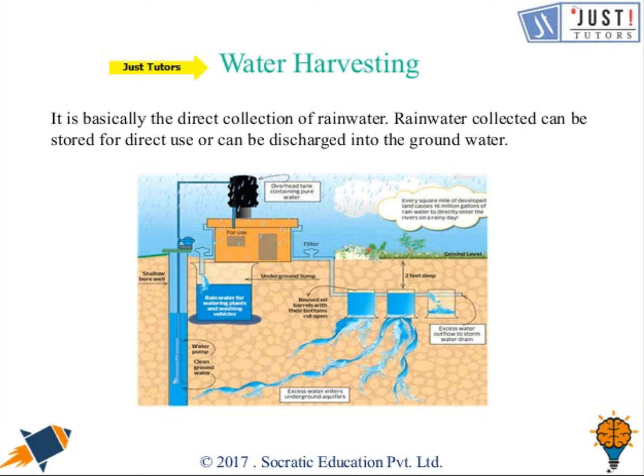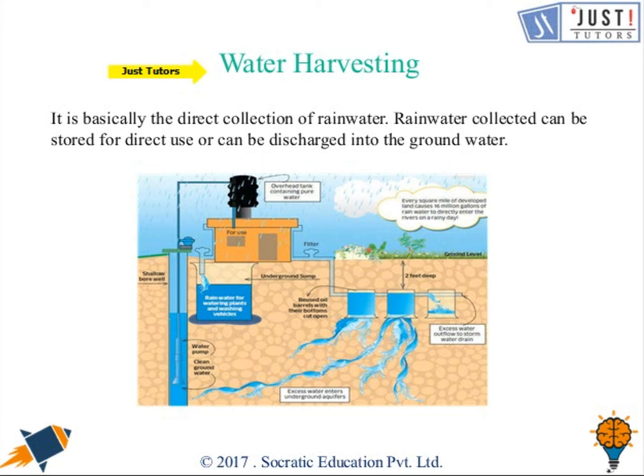The very first one we use is water harvesting. It is basically the direct collection of rainwater. Rainwater collected can be stored for direct use or can be discharged into the groundwater. It means capturing rain where it falls or capturing the runoff in your own village or town, and taking measures to keep that water clean by not allowing polluting activities to take place in the catchment.